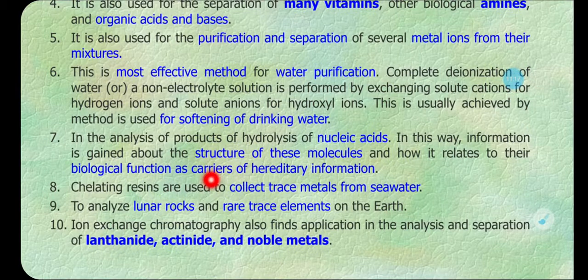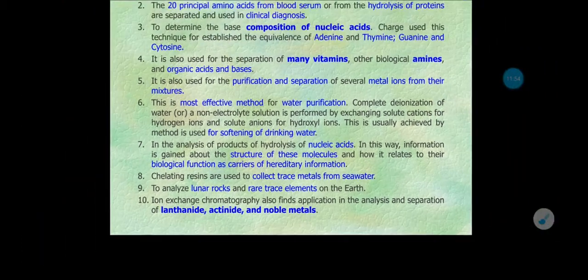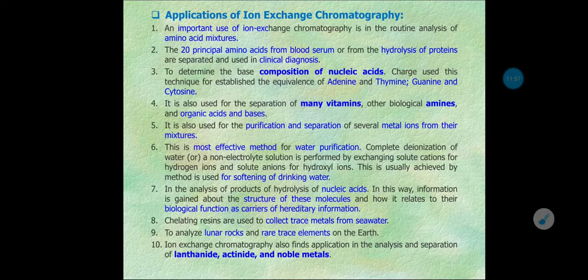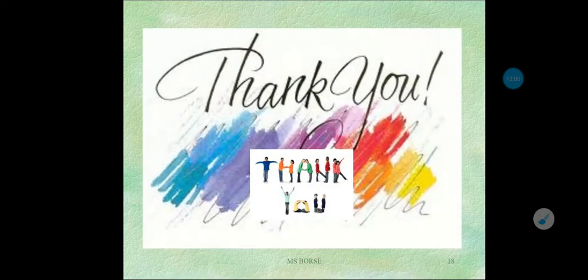Chelating resins are used to collect traces of metals from seawater. It is also used to analyze lunar rocks and rare trace elements present in the earth's crust. Ion exchange chromatography also finds application in the analysis and separation of lanthanides, actinides and noble metals like gold, silver, platinum, etc. Here we finish the fourth chapter, that is ion exchange chromatography.